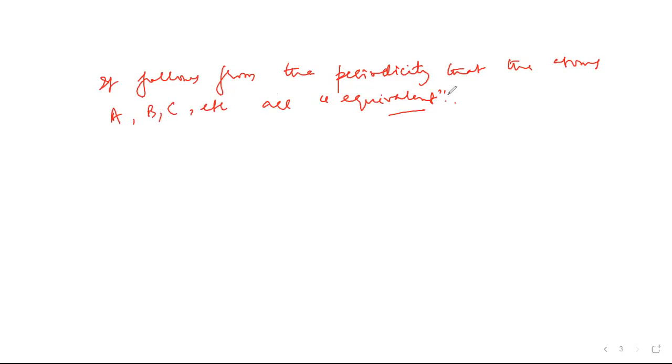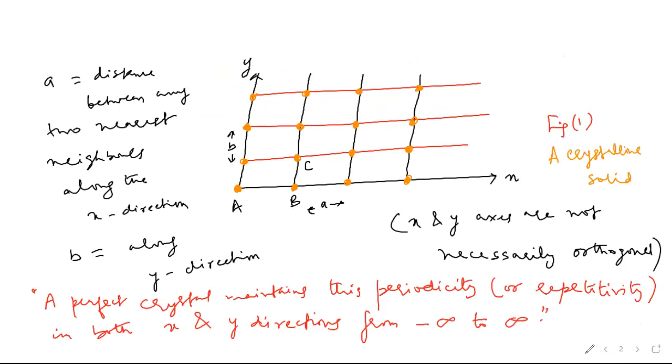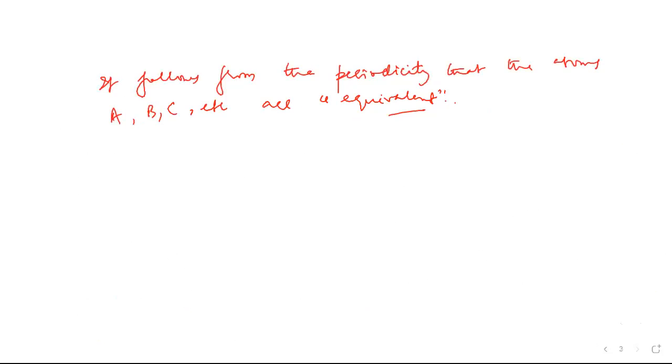What is the meaning of that? That means to an observer located at any of these atomic sites, the crystal appears exactly the same. I repeat, when I say due to periodicity, all atoms like A, B, C and all others shown are equivalent. By that, what I mean? I mean to an observer located at any of these atomic sites, the crystal appears exactly the same.